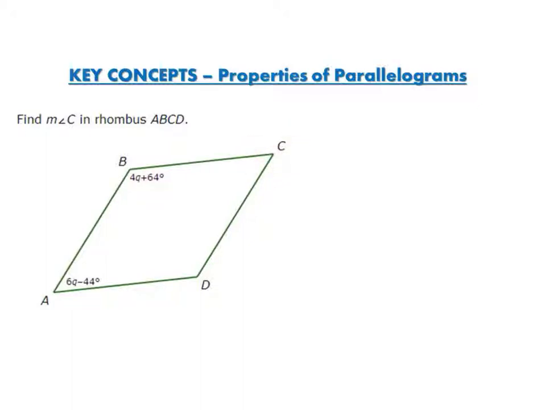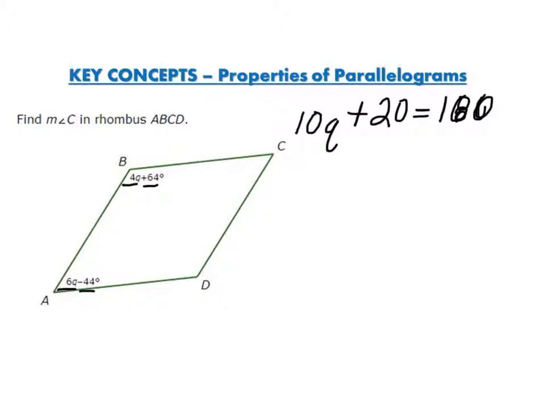So let's go ahead and find out what Q equals, and then we can find out what the angle measurement is. So we are going to put our Q's together, or the variables together, and I have 4Q and 6Q, so that gives me 10Q. Then I have a positive 64 and a negative 44. So 64 minus 44 gives me 20, and that equals 180.